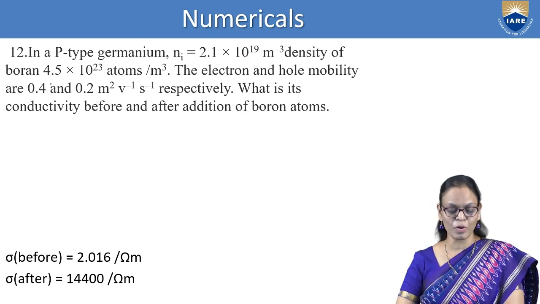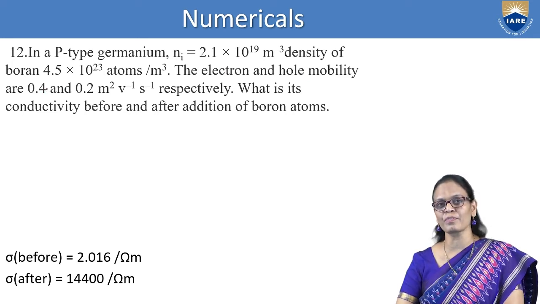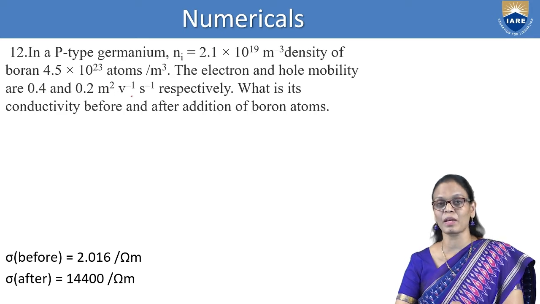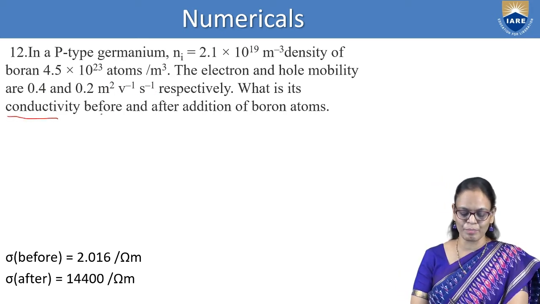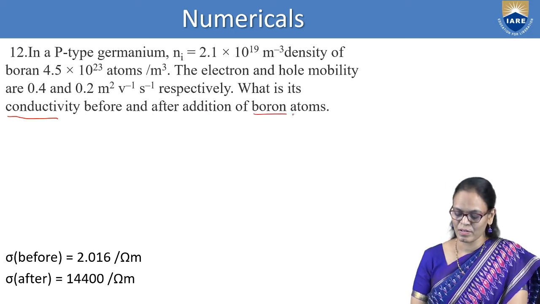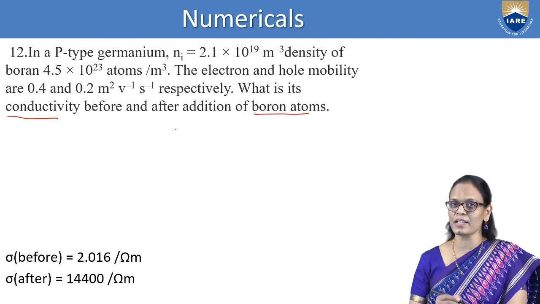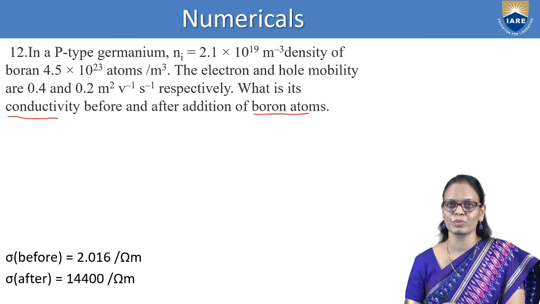The density of boron is 4.5 into 10 power 23 atoms per meter cube. The electron and hole mobilities are 0.4 and 0.2 meters square per volt second. So what is its conductivity before and after addition of boron atoms? You need to first understand the question, and then we will try to do it.